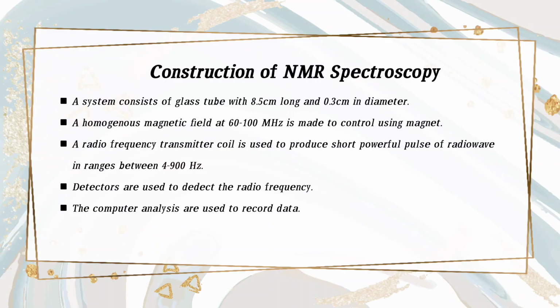Construction. A system consists of a glass tube 8.5 cm long and 0.3 cm in diameter. A homogeneous magnetic field at 60 to 100 MHz is controlled using a magnet. A radio frequency transmitter coil is used to produce short, powerful pulses of radio waves in the range between 4 to 900 Hz. Detectors are used to detect the radio frequency. The computer is used to analyze and record data.